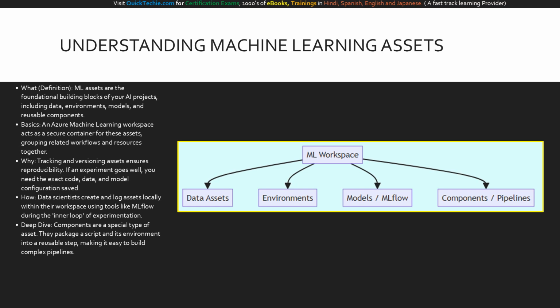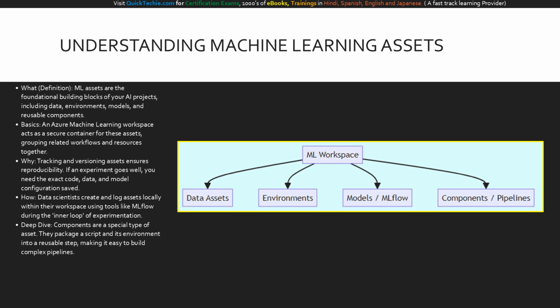What exactly are machine learning assets? When you build an AI solution, you are generating data tables, environment configurations, models, and reusable code scripts, which we call components. Typically, you store all of these inside a machine learning workspace. Think of a workspace as your secure, digital laboratory.